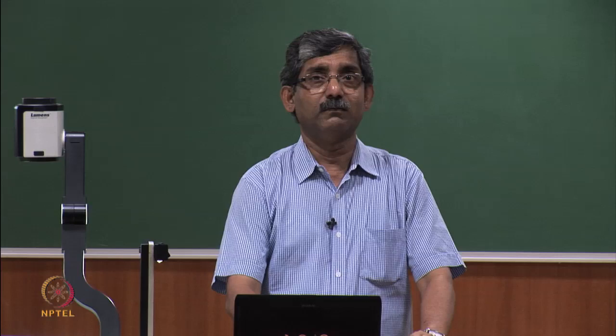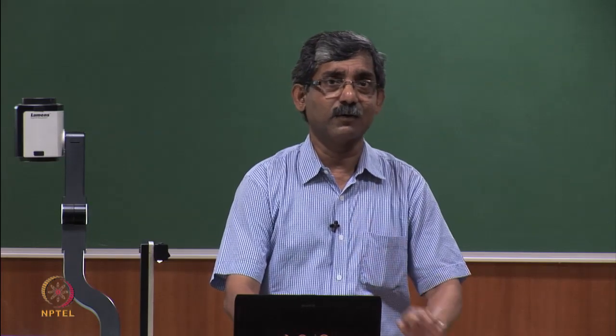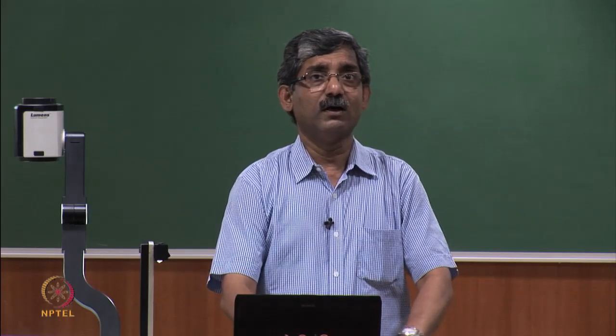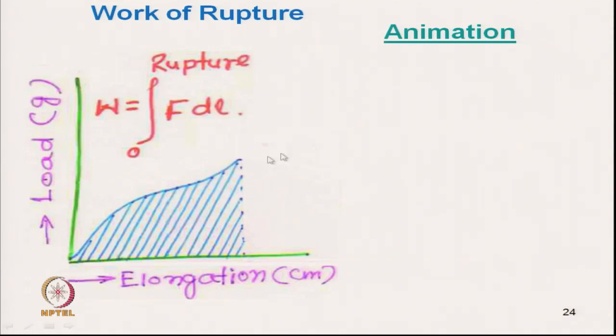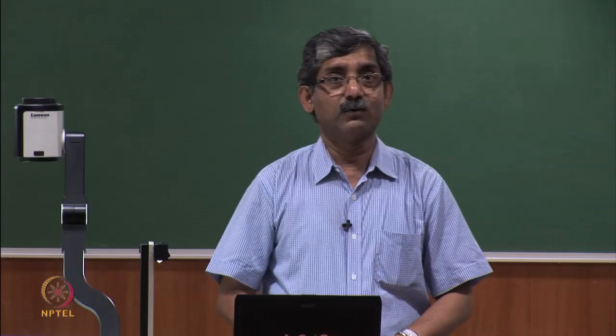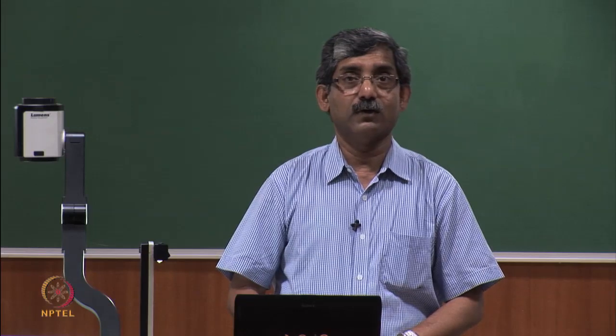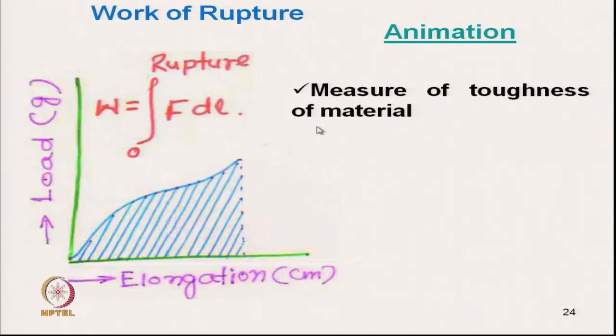Now, we will discuss another terminology which is called work of rupture, or the area under the curve. Work of rupture is nothing but the energy required to break the material before its rupture. So, it is a measure of the toughness of the material. Work of rupture is very important for many applications.